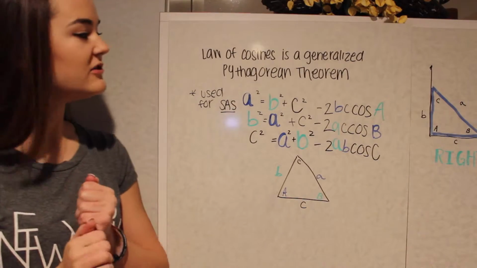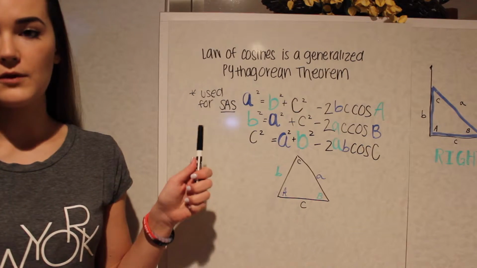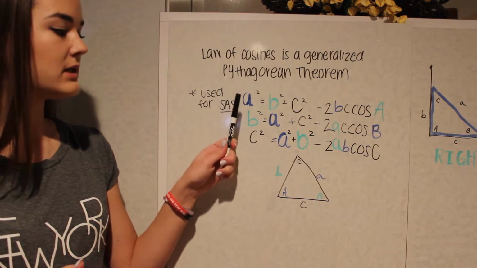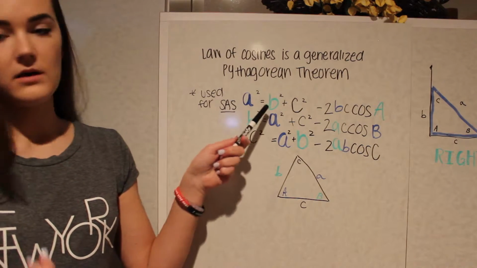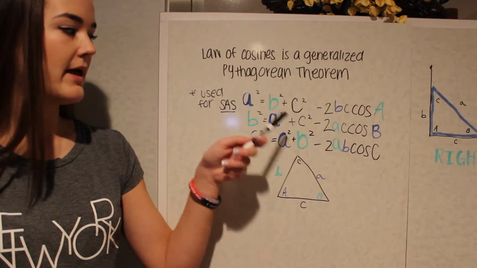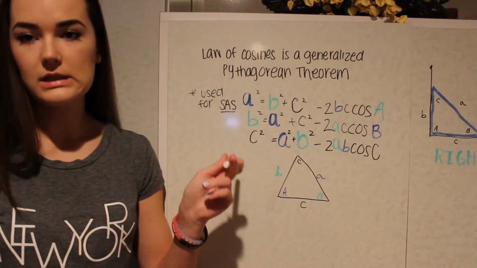The law of cosines is a generalized Pythagorean theorem, and these equations are used for when you're given two sides and an angle. So say you're solving for side A, and you're given sides B and C and angle A. You use this equation, and then it gives you side A. Same thing occurs if you're looking for side B or side C.